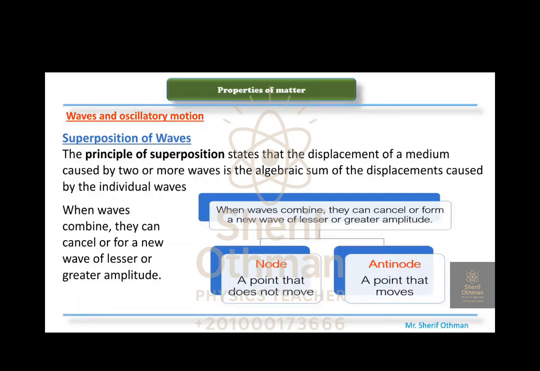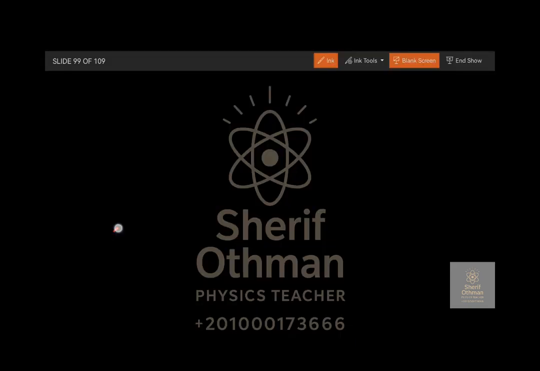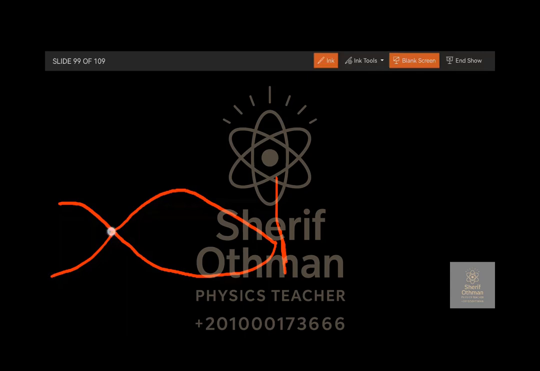The superposition of waves, guys: when the wave reflects back on itself, it's going to form something called nodes. Here is the wave, guys. This wave is going to reflect on this medium, so it will form something like this. This one is called a node, and this one is called an antinode.